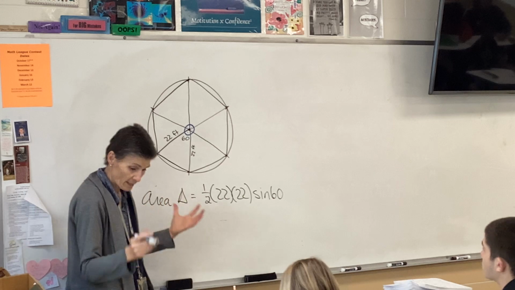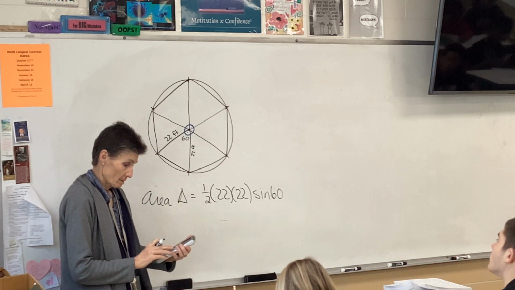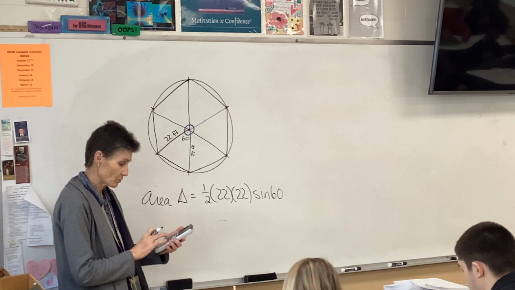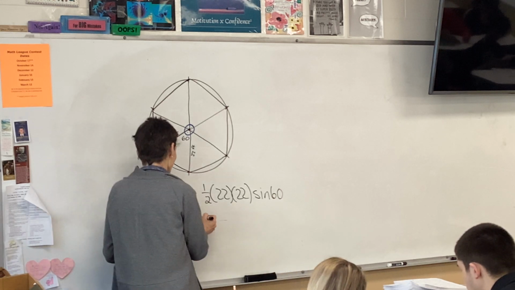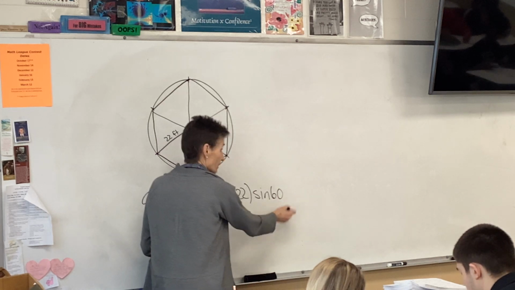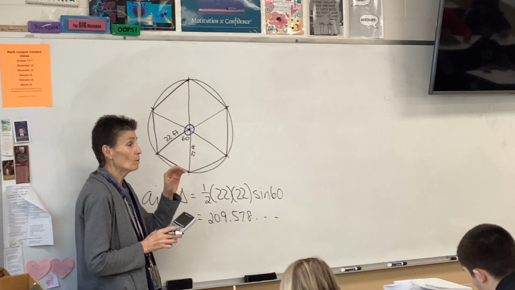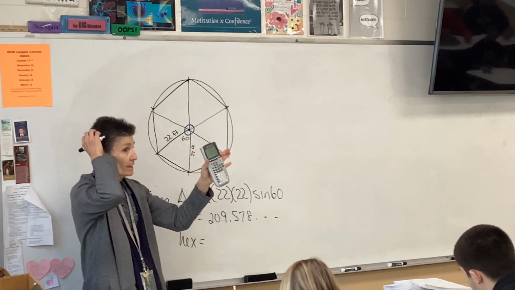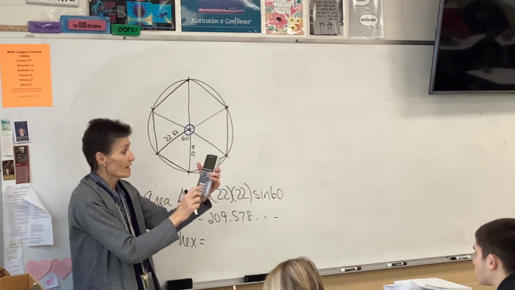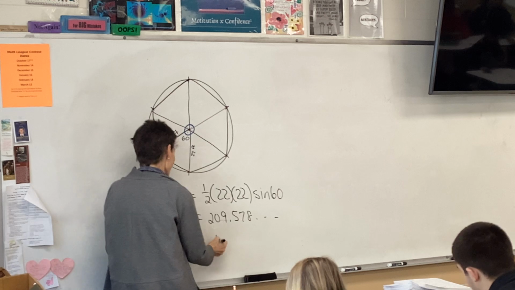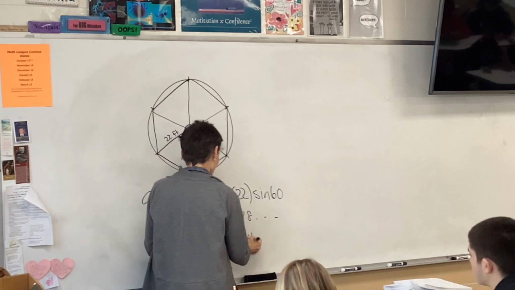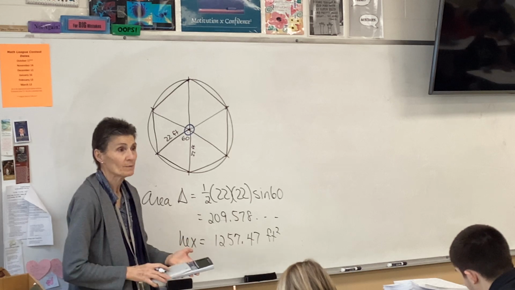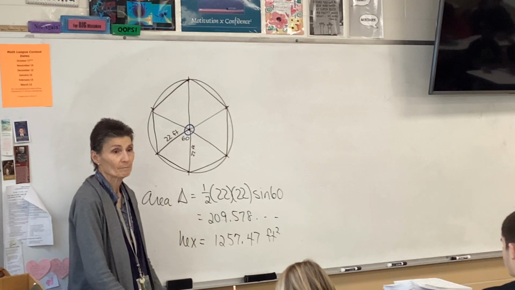Everybody on board? So then I can go to my calculator and do 1/2 times 22 times 22 times sine 60. And I got 209.578. Is that what you got? Now remember though, the question was, what's the area of the hexagon? So I'm just going to take the number on my calculator. I'm not going to retype it in. I'm just going to take that and hit times 6. So my answer is 1257.47 square feet. Remember, we're doing area in a word problem. We got a unit, so it'd be square feet.